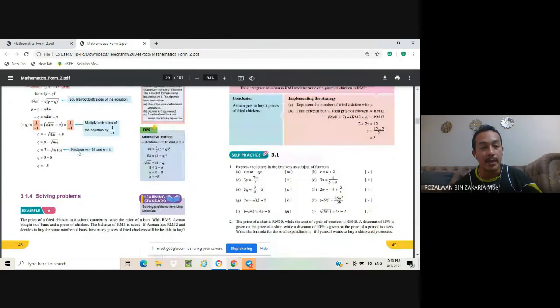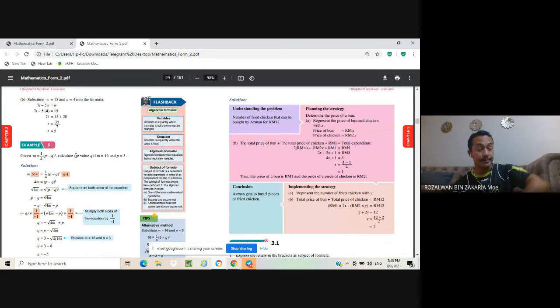Now look at example 5. The question is, given M equals 1 over 4 in bracket P minus Q, then we have a square, calculate the value of Q if M equals 16 and P equals 3. Right, so how to do this one? So we want to find the value of Q. So first step, what to do?